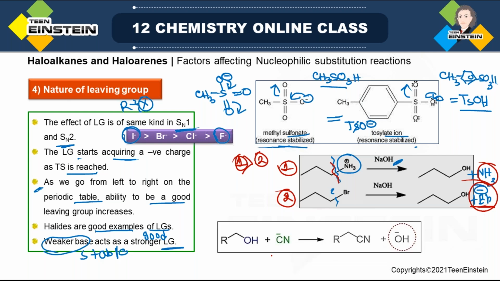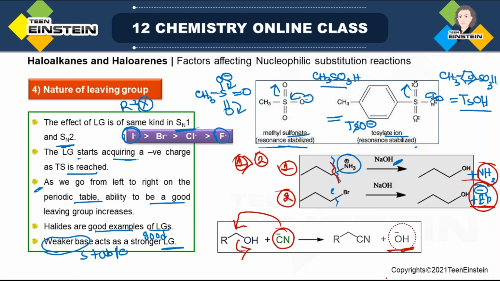One more example. Here the starting material is not an alkyl halide. Here we have taken RCH2OH. But here we'll try to see whether the reaction will move from left to right or the reverse reaction will be feasible. For that, see, here the nucleophile we have taken is cyano minus. So it is attacking this carbon, the carbon-oxygen bond is broken. This is the leaving group.